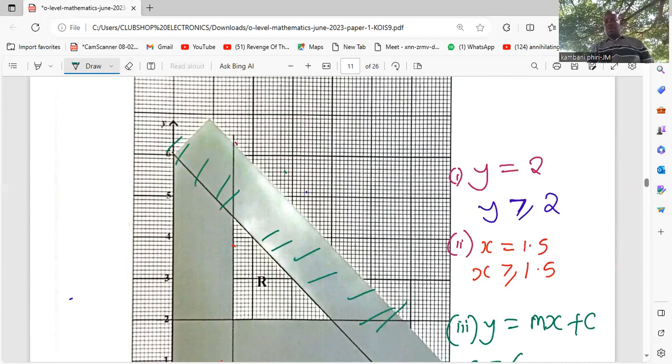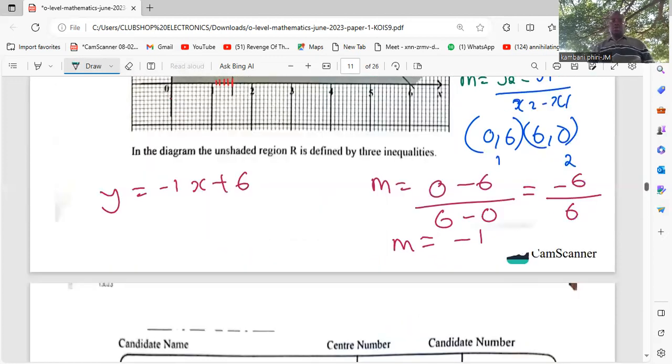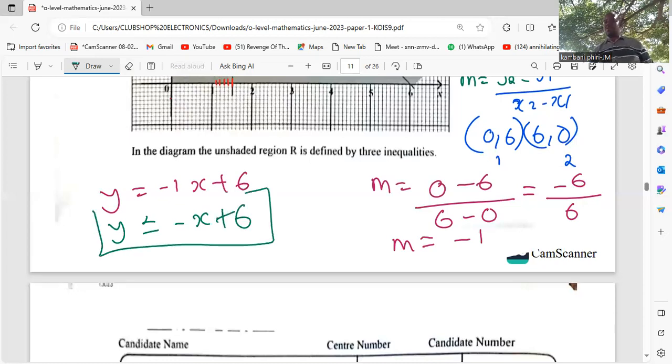Because the line is shaded above, it means what we are looking for, what is not shaded, is below. Because it is below, it means it is less than, all right? So y will be less than or equal to negative x plus 6. This is our third inequality. And you are done.